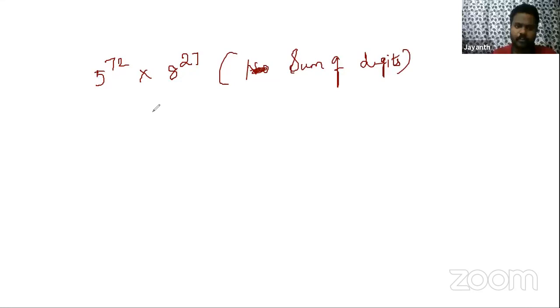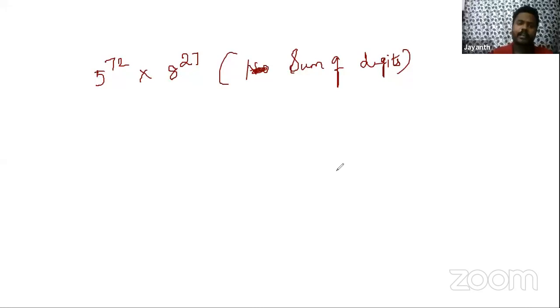You can ask me. If a question is asked like this: find the sum of digits present in the product 5 power 72 into 8 power 27. They are not asking the number of zeros here. If you multiply this product, you will get one answer. In that answer, if you add all the digits present in that product, what will be the summation? That is what the question asks.